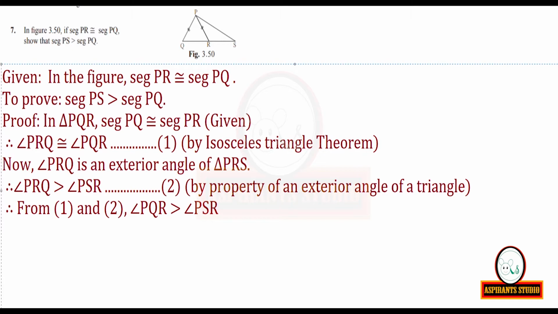Now once again look at these angles in the figure. You have the point R in between Q and S. So we can rename these angles as angle PQS is greater than angle PSQ, because R lies between Q and S.